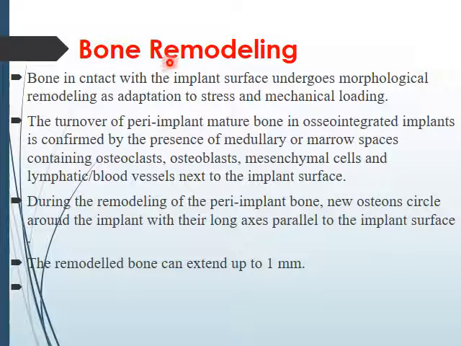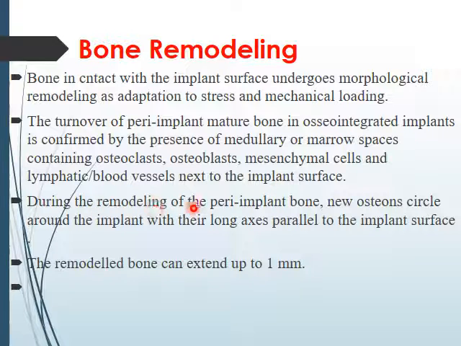Bone remodeling. Bone in contact with the implant surface undergoes morphological remodeling as adaptation to stress and mechanical loading. The turnover of peri-implant mature bone is continuous. Osseointegration of the implant is confirmed by the presence of medullary or marrow spaces containing osteoclasts, osteoblasts, mesenchymal cells, and lymphatic and blood vessels next to the implant surface.